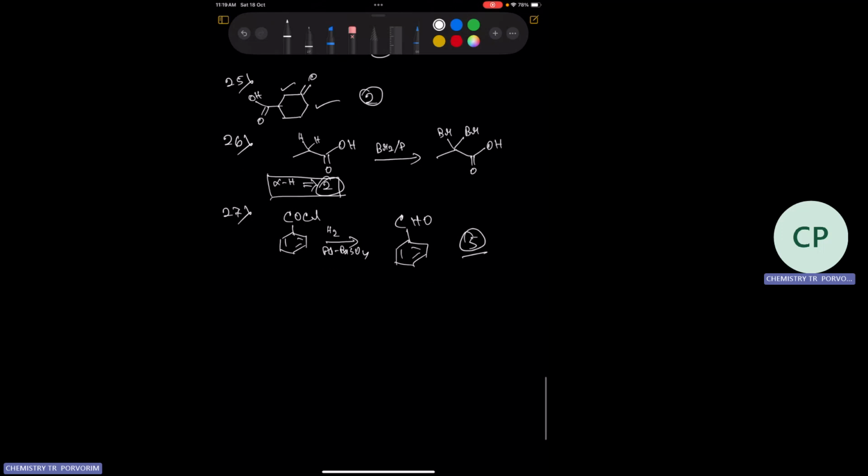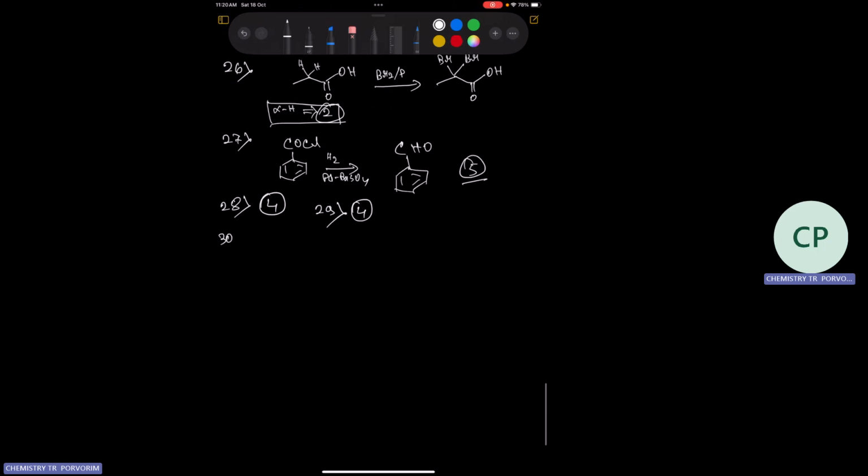Okay. Next, 28. Which of the following gives a positive test with 2,4-DNP? All these compounds give a positive test with 2,4-DNP. So the answer should be 4. 29. In which of the following reactions will an aldehyde form? Option A is called Stephen, option B Etard, option C Gattermann, option D this one. So all 4 compounds are giving aldehyde. So the answer should be 4.